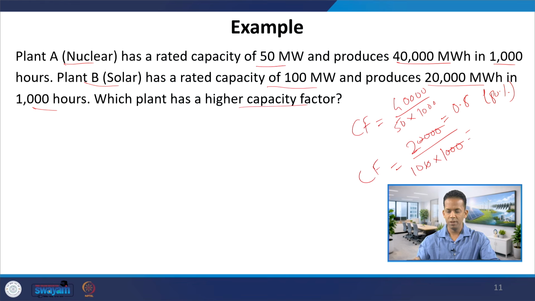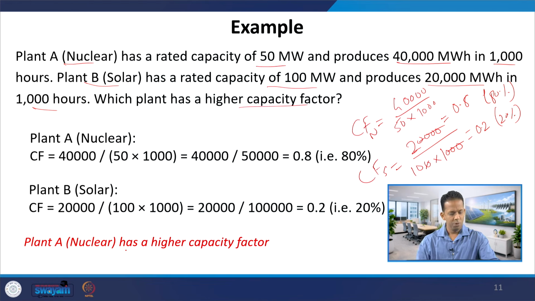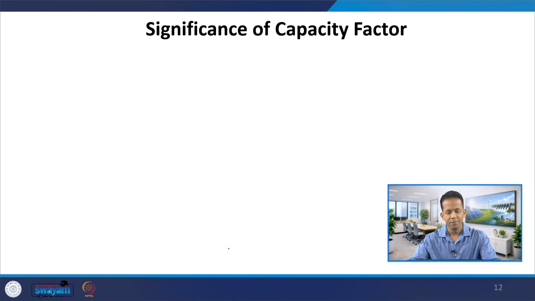So 2 by 10, 0.2. So obviously the capacity factor for nuclear is much higher than solar. So the nuclear based plant, that is plant A, has a higher capacity factor than plant B.